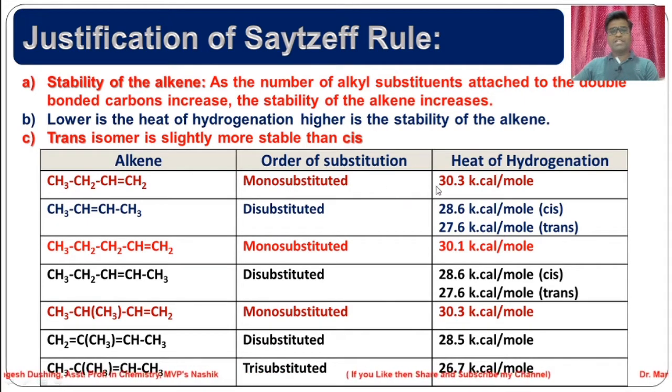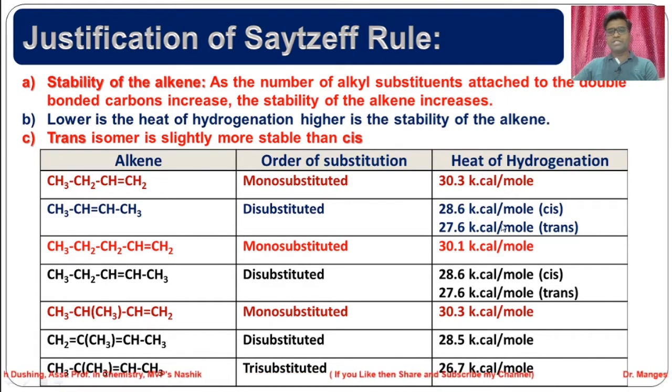So monosubstituted alkene heat of hydrogenation is 30.3 kilocalories per mole, while in the case of disubstituted alkene, two products are possible, cis and trans. For cis it is 28.6 kilocalories per mole, while for trans it is 27.6 kilocalories per mole. Among these three, trans-2-butene has the lowest heat of hydrogenation, so it has more stability. Trans is more stable than cis.